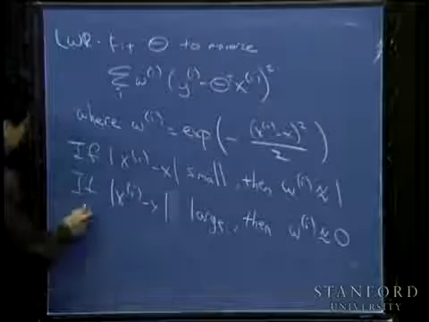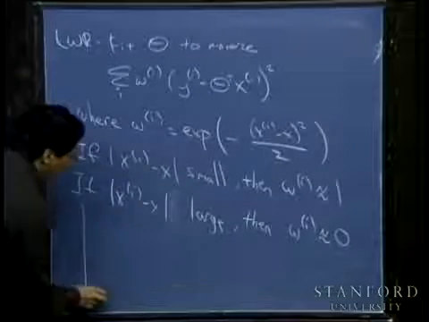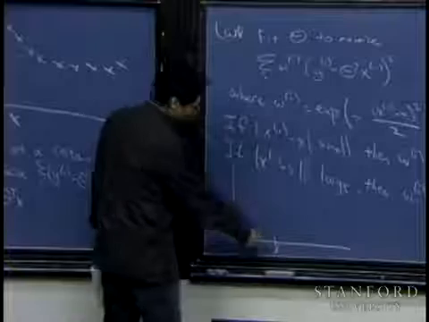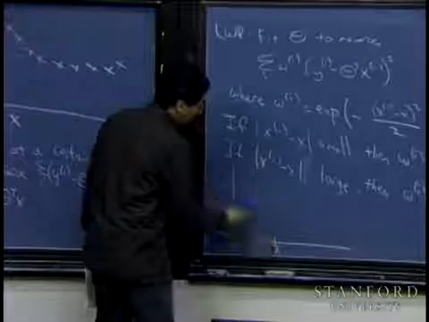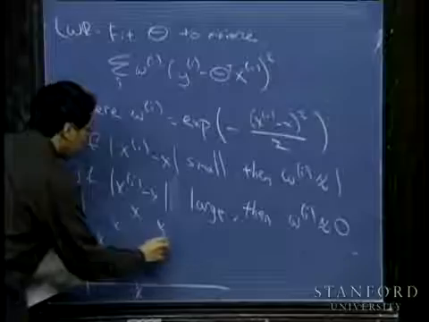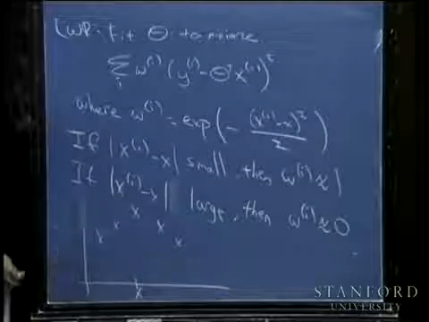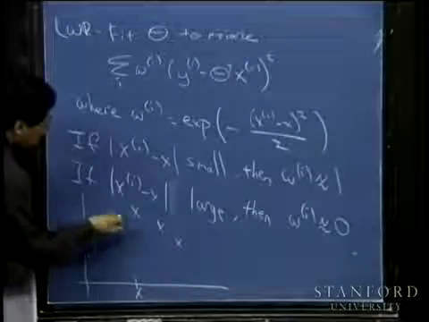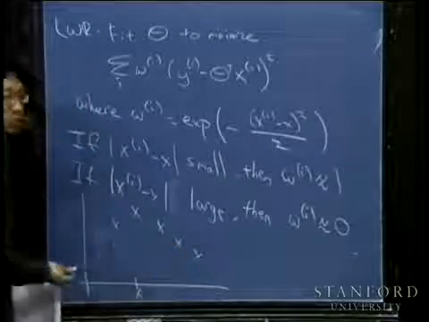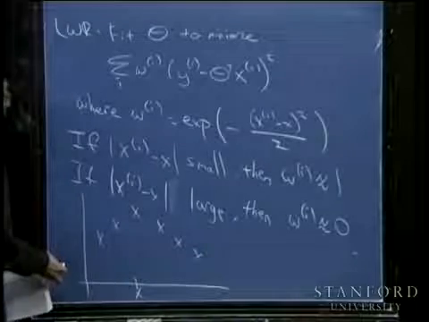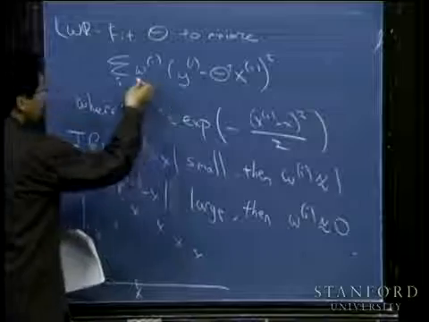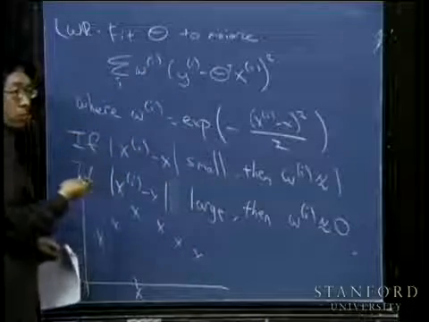So the picture is, if I'm querying at a certain point x, shown here on the x-axis, and if my data set looks like that, then I'm going to give the points close to this a large weight and give the points far away a small weight. And so for the points that are far away, wi will be close to 0.